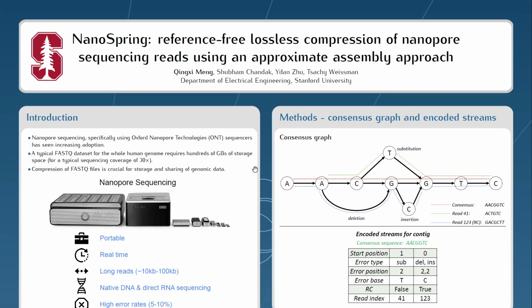Today, I'm honored to share the work NanoSpring, reference-free lossless compression of nanopore sequencing reads using an approximate assembly approach. This work is done together with Shubham Chandak, Yifan Zhu, and Professor Tsachy Weissman.